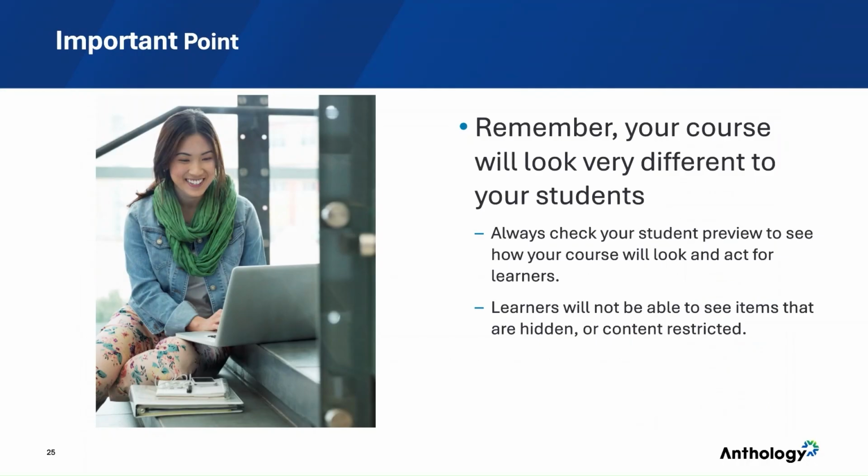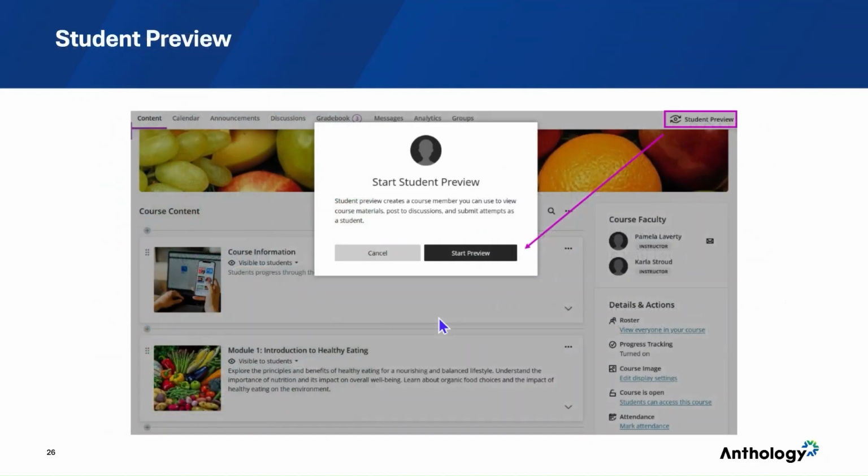The idea is to help students and instructors to have the best of the course and clarify those different purposes. So make sure that course design and functionality in your course is the way you need it. You'll find the student preview option at the top right on your course, and you can start that student preview by clicking on Start Preview.